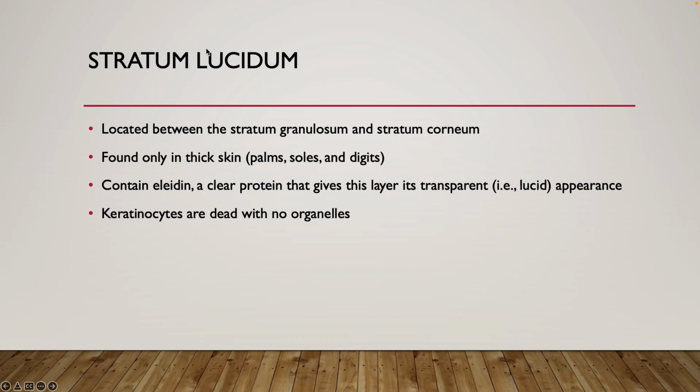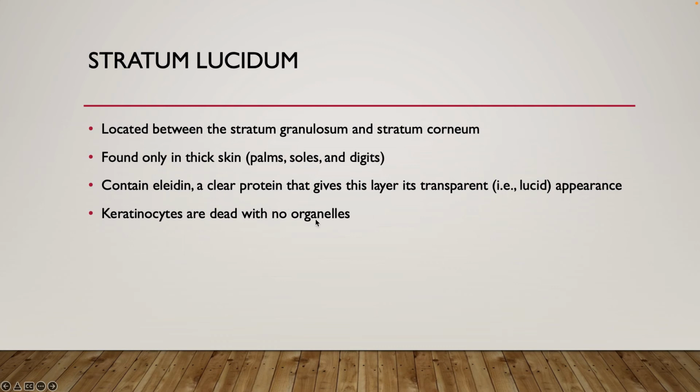Now, here is our stratum lucidum. This is what is going to be found only in thick skin, so places like the palms of our hands, the digits of our fingers and toes, as well as the soles of our feet. It's located between the granulosum that we just talked about and the corneum that we'll talk about next. It contains a clear protein called eleidin that gives it this transparent, or lucid, appearance. Lucid means clear, transparent, hence the name lucidum.